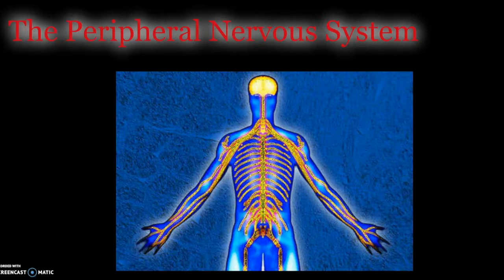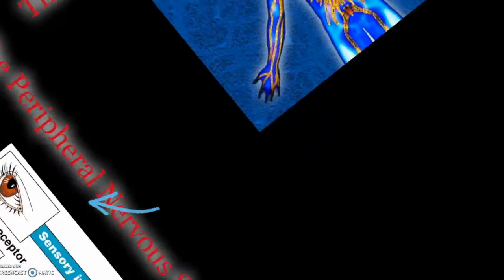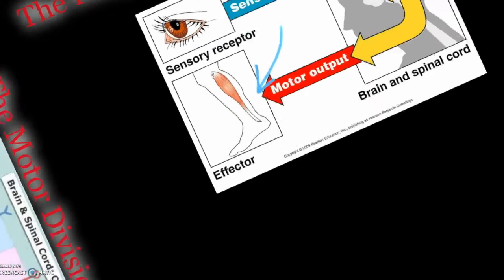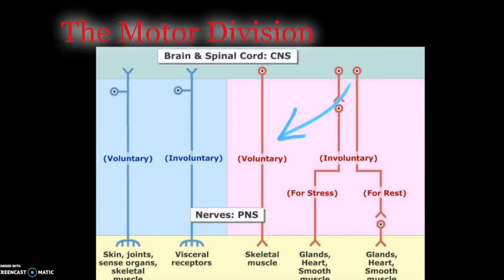The PNS can be broken up into two sections as well: the sensory division, which is responsible for processing all our sensory impulses and carries these to the brain, and the motor division, which is responsible for carrying CNS messages to the effector organs. From here, we can split the motor division in two again, and we get the somatic nervous system and the autonomic nervous system.